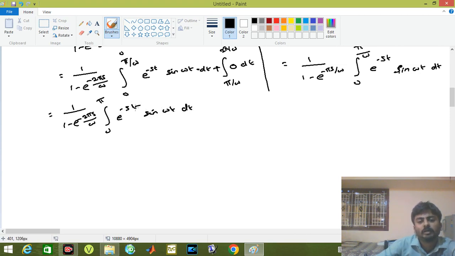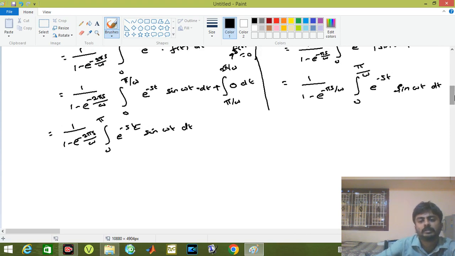So you can see here it is pi by omega, here also it is pi by omega. Only thing is in the denominator you are having 1 minus e power of minus 2 pi s by omega here, and 1 minus e power of minus pi s by omega there. All the things are same, inside the integral and the limit also. So we are going to use the formula.